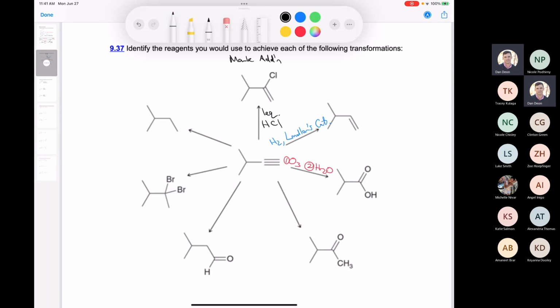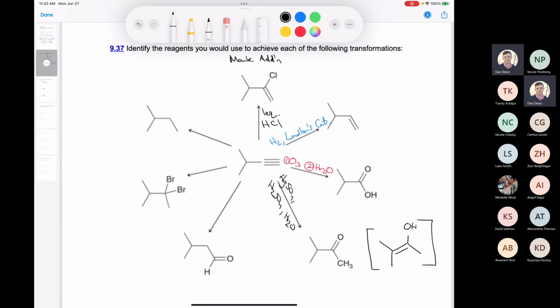The next one is the methyl ketone. Of course, you end up getting this from the enol. So you would end up making this enol. I find it so hard to draw a straight line with the iPad sometimes. There we go. So you would end up with this enol. That's a Markovnikov addition of water. For that, we're going to need mercuric sulfate, sulfuric acid, and water.